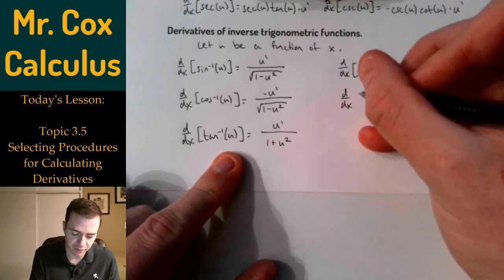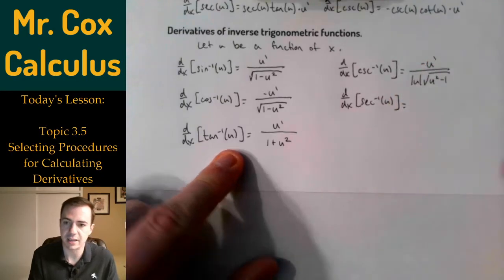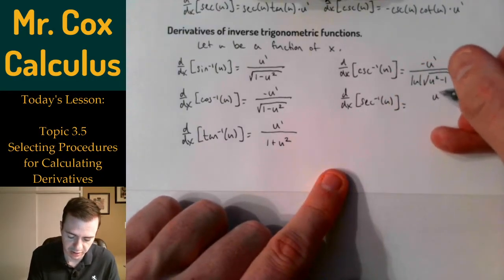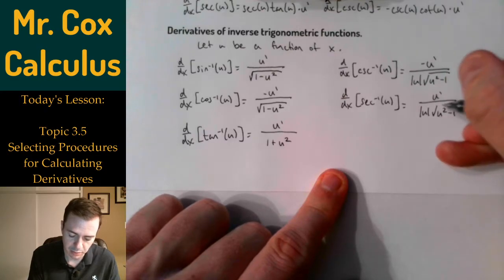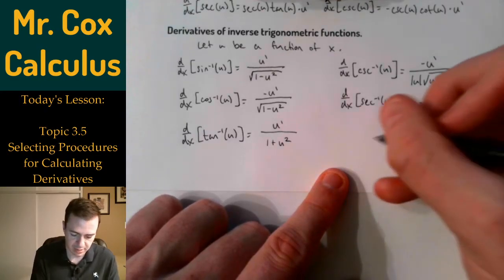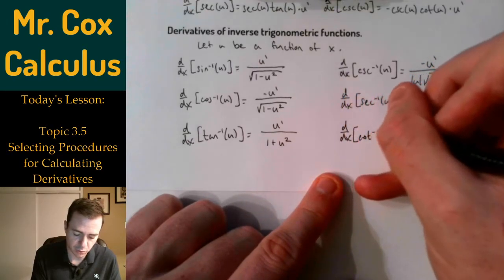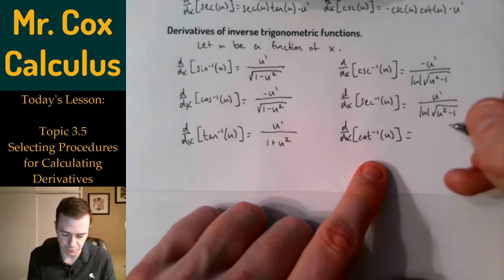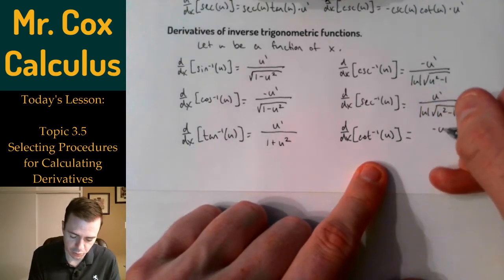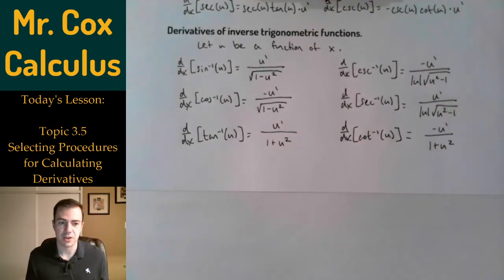The derivative of inverse secant looks a lot like inverse cosecant, but without the negative. It's u prime over the absolute value of u times the square root of u squared minus 1. And then last but not least, the derivative of inverse cotangent of u is equal to negative u prime over 1 plus u squared. So there they all are.